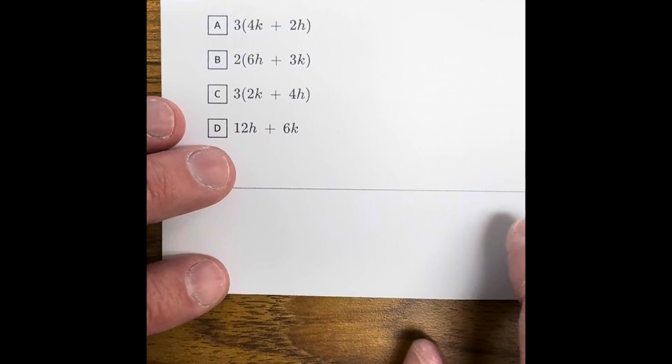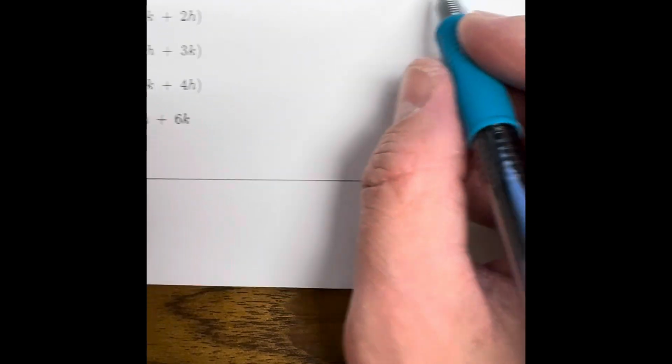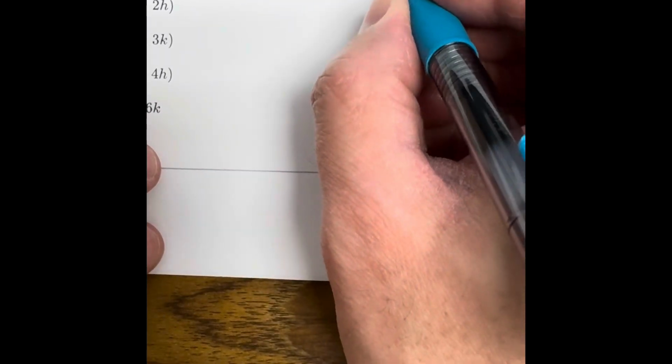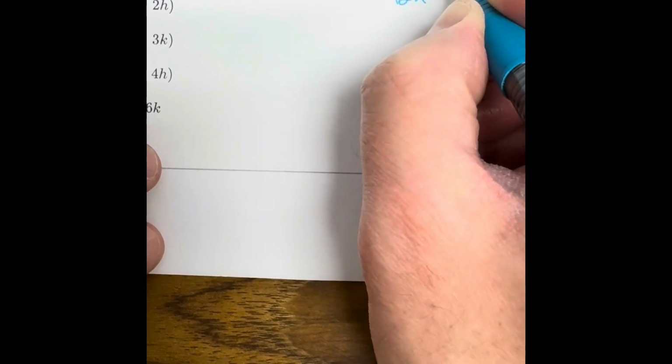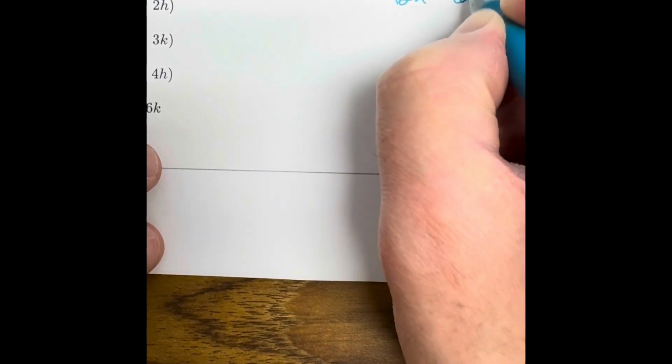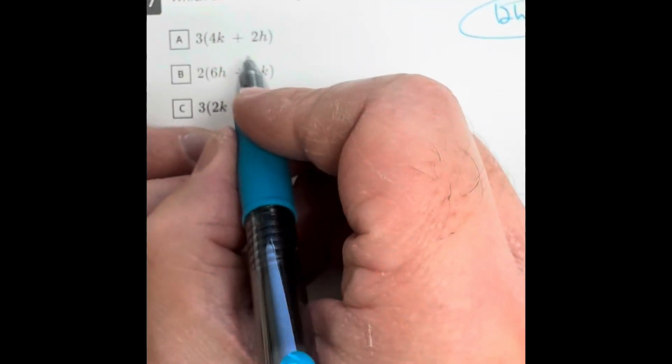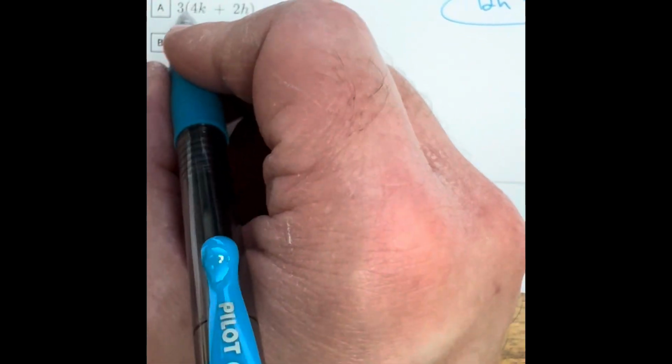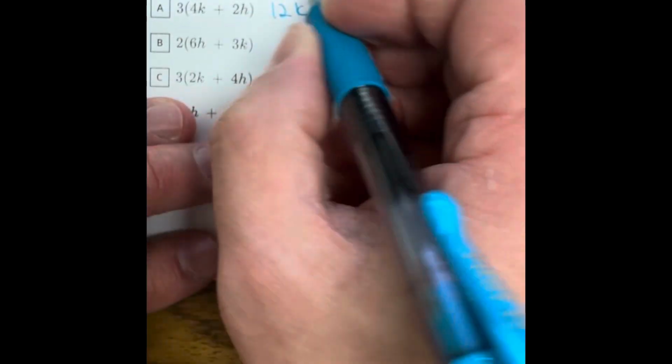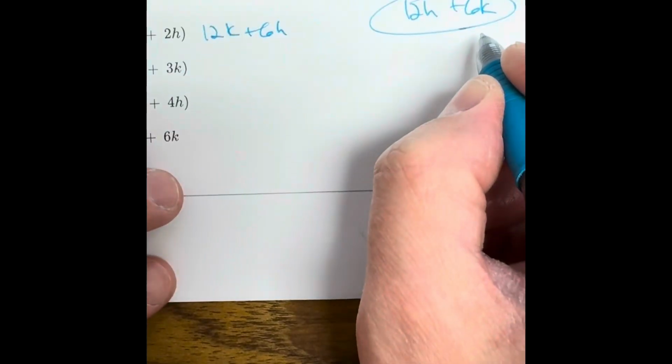Okay. 17. Which of the following expressions are equivalent to this nonsense, right? So let's distribute and solve. 3 times 4h is 12h. 3 times positive 2k is positive 6k. All right, so there's our expression. Let's start simplifying some more answers. 3 times 4k is 12k. 3 times 2h is positive 6h.